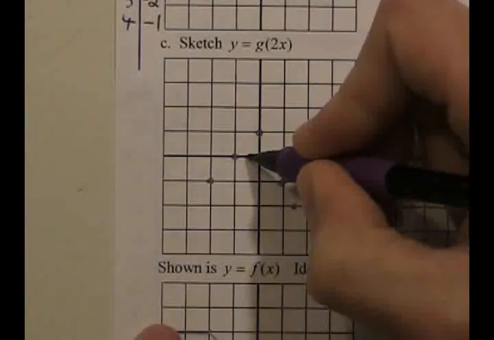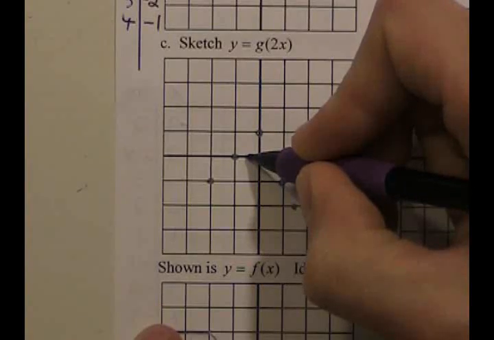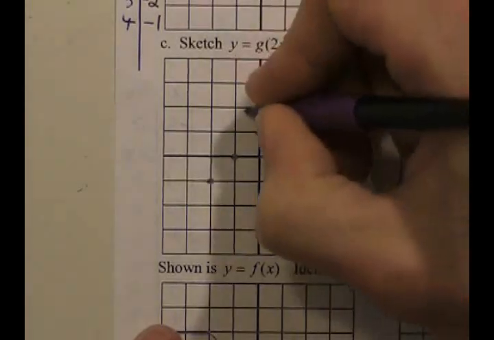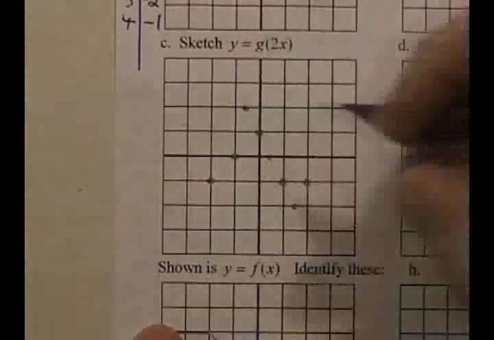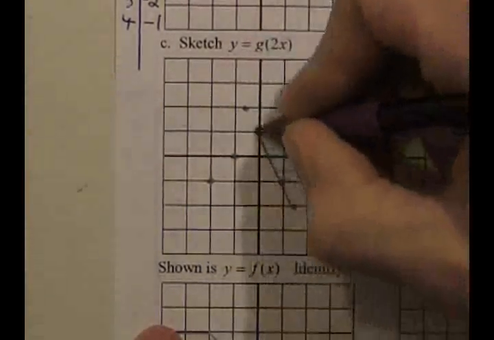I'll plug in minus 1/2. Minus 1/2 times 2 is minus 1, and g of minus 1 is 2. And the graph is going to look like this.